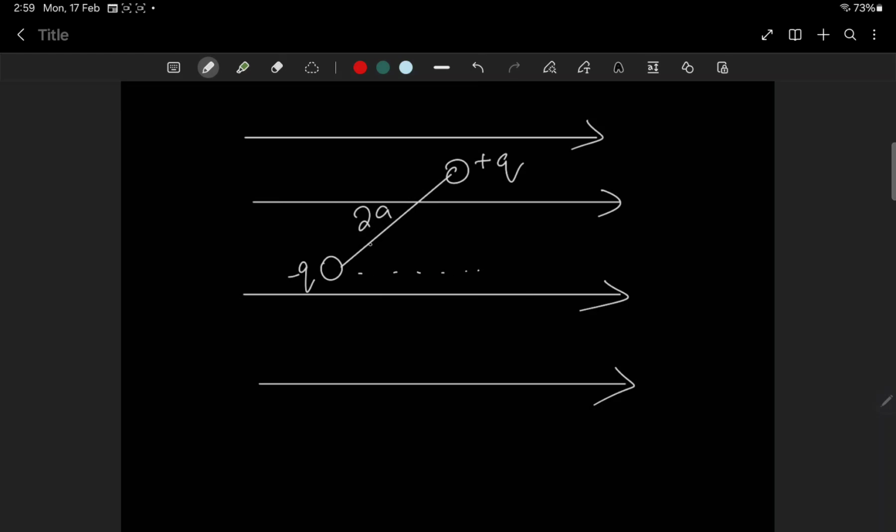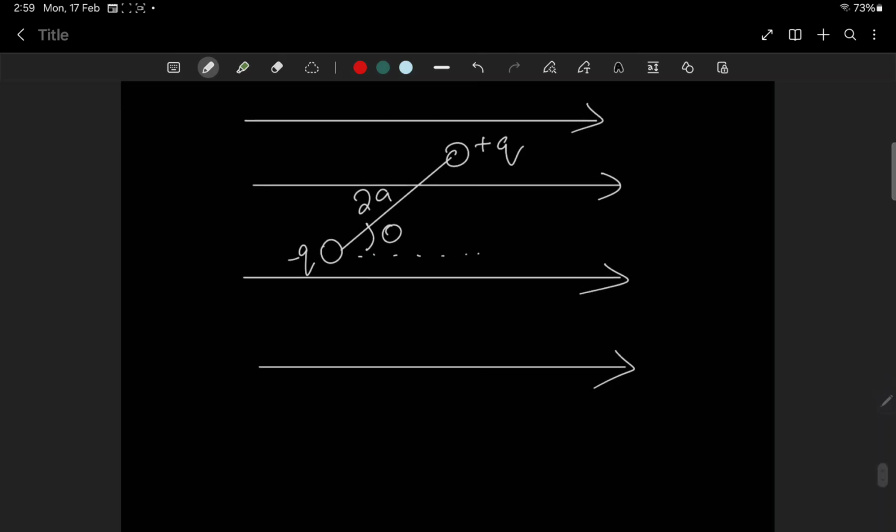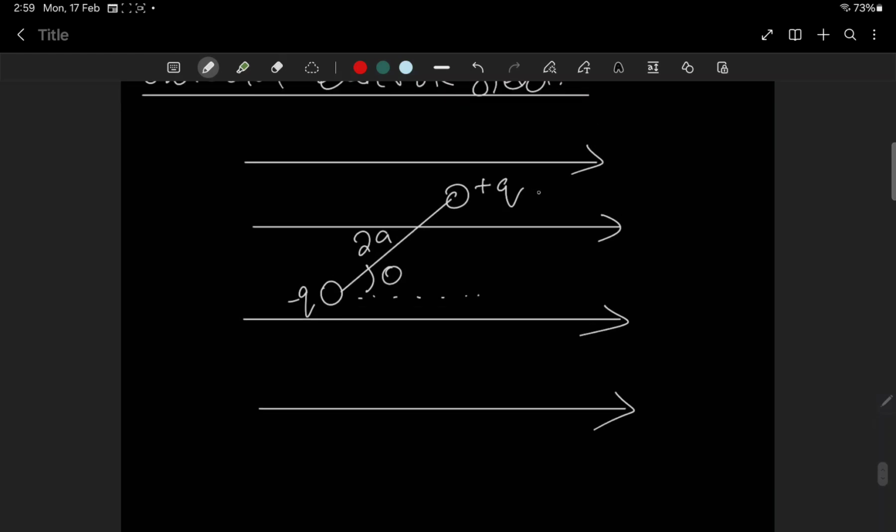This dipole is kept in an orientation theta with respect to the electric field. First of all, what is the net force? The net force is 0, because there is a QE force acting on one charge, Q into electric field, and minus QE on the other. They cancel, so the net force here is 0.